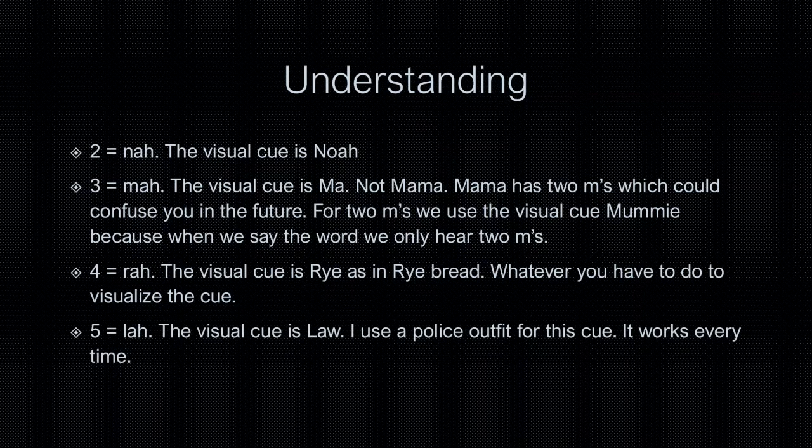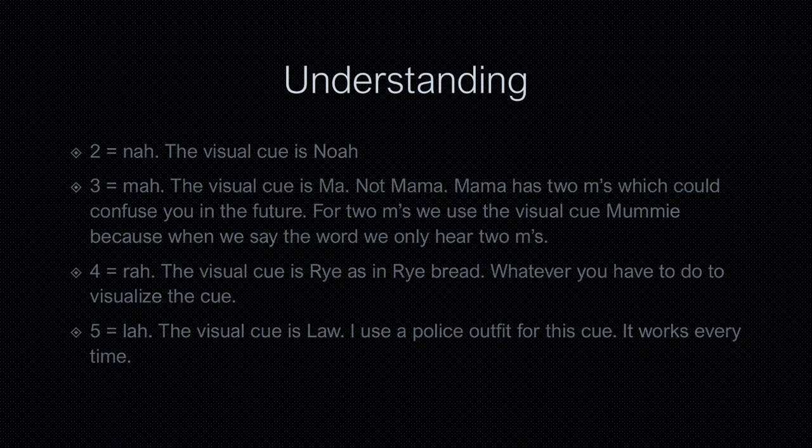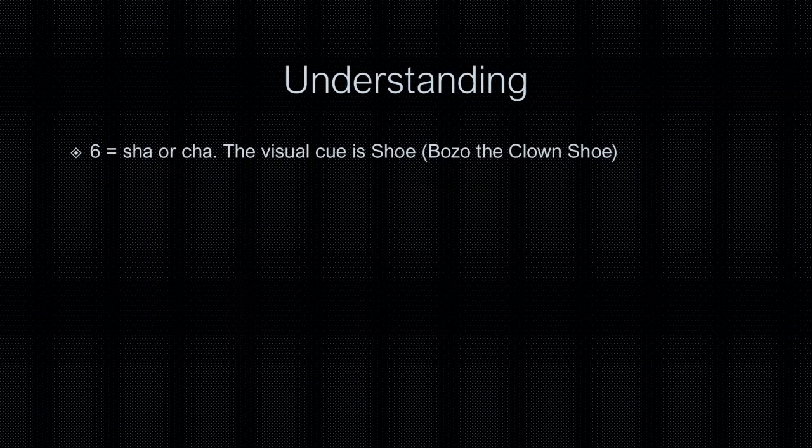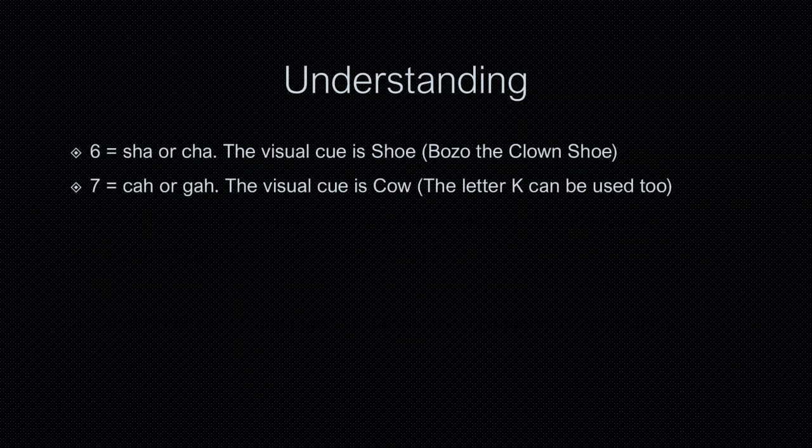5 is la. The visual cue is law. I use a police outfit for this cue, and it works every time. 6 is sh, or cha. The visual cue is shoe. I use a Bozo the Clown shoe because it's funny and I don't forget that shoe. Ka or ga is a visual cue for 7. We use cowl. We can also use the letter K, and you'll understand that better as you progress.